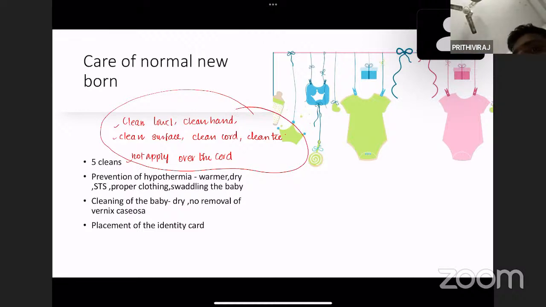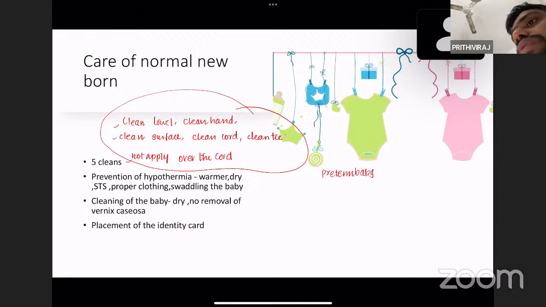And how do you prevent hypothermia? As I said, dry the baby, radiant warmer. You have to dry the baby as soon as the child is born. If it is a vigorous baby, go with skin to skin contact, proper clothing, use socks, use cap, swaddle the baby. And in case of any preterm baby, this is important.